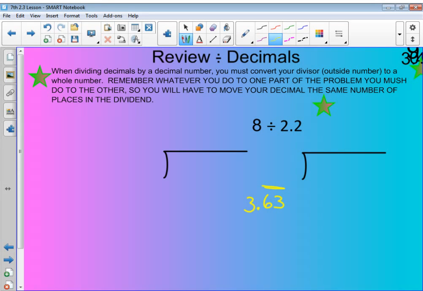You should have ended up with 3.63, and the 6.3 was repeating on that. Okay, that's it for working with multiplying and dividing of decimals.